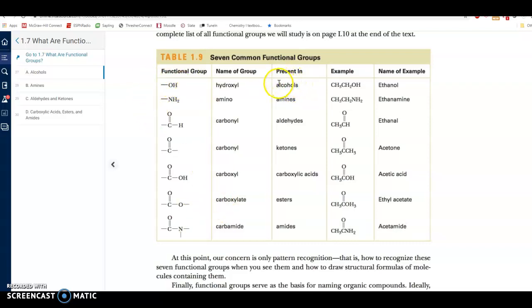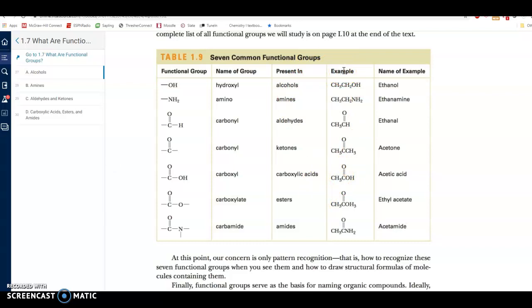You may be familiar with that from some of the biology or chemistry that you may have done. There are amines, aldehydes, ketones, carboxylic acids, esters, amides. These are kind of the major pieces, and you can even see examples of those over here. And again, it is a way of grouping organic molecules.